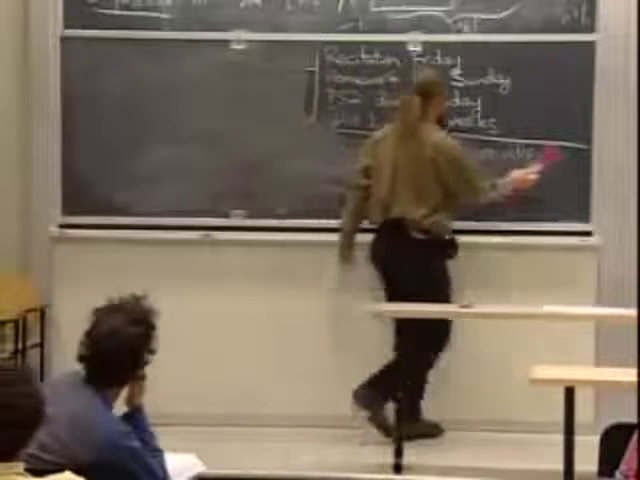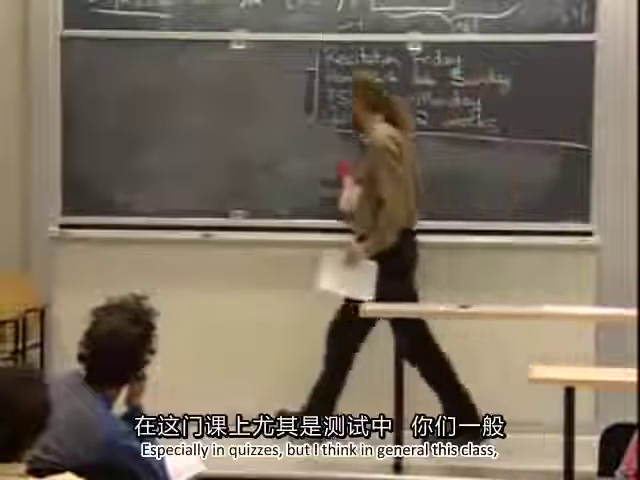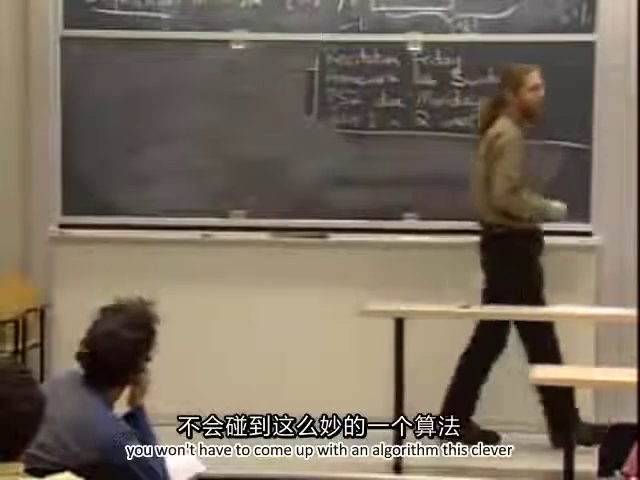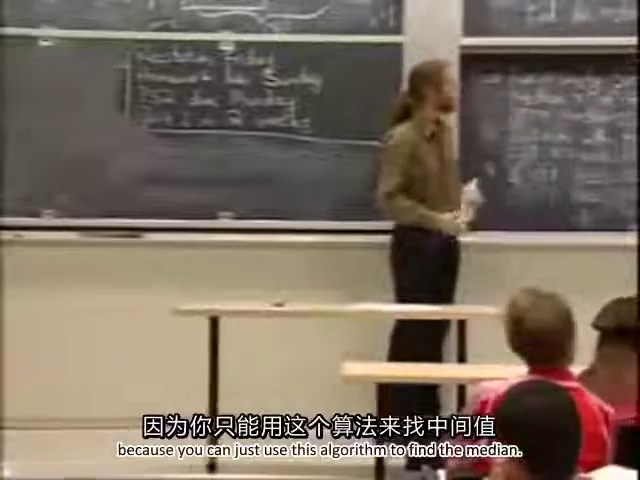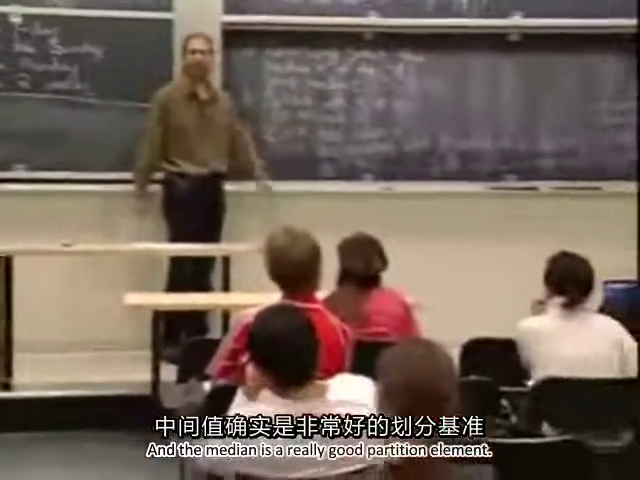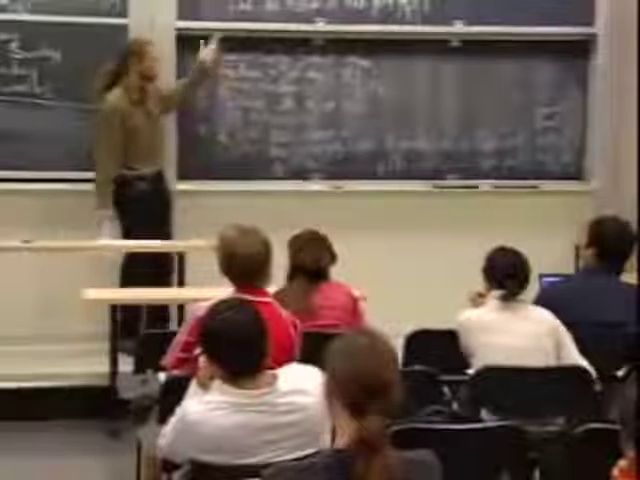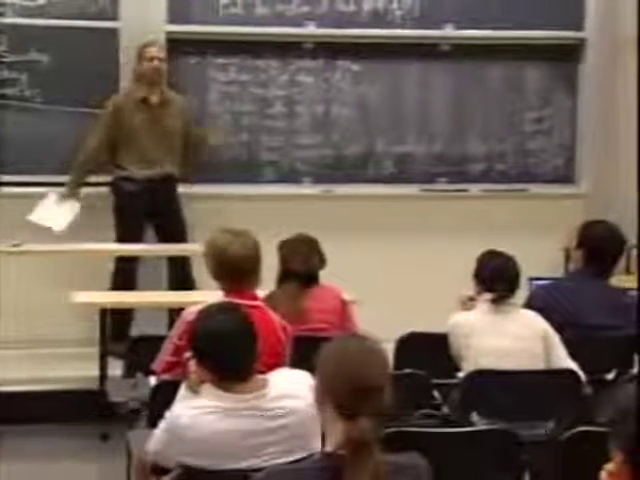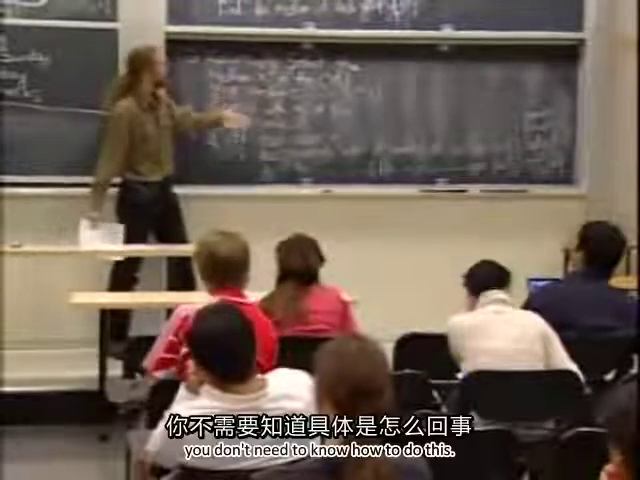Okay, you won't, especially in quizzes, but I think in general in this class, you won't have to come up with an algorithm this clever, because you can just use this algorithm to find the median. And the median is a really good partition element. So you don't need to, now that you know this algorithm, now that we're beyond 1973, you don't need to know how to do this.